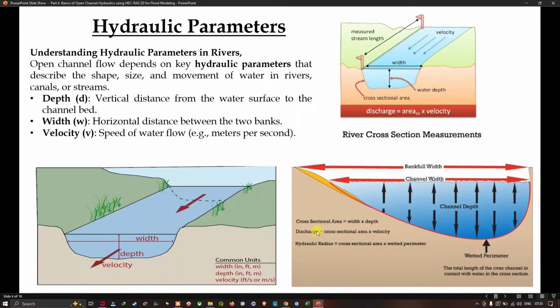And followed by the hydraulic radius. To calculate the hydraulic radius, we use the cross-sectional area divided by the wetted perimeter. Usually the width is indicated in inches, feet or meters, the depth is also indicated in inches, feet or meters, and the velocity can be indicated in feet per second or meters per second.